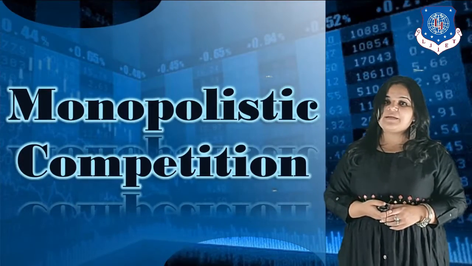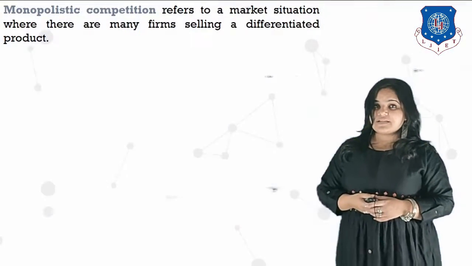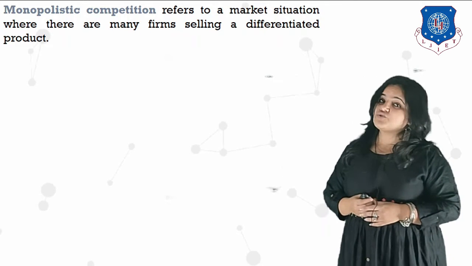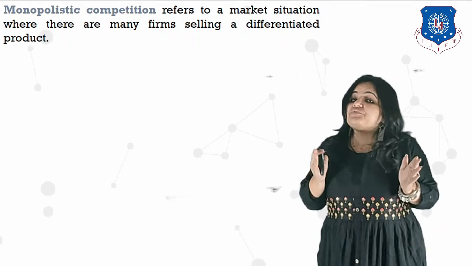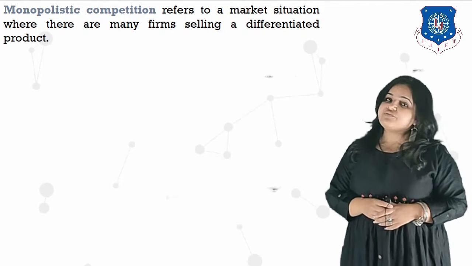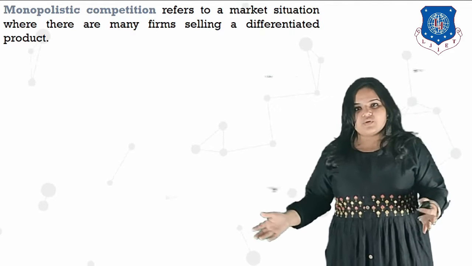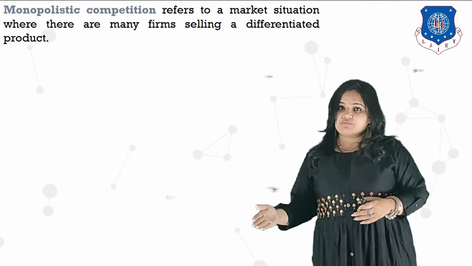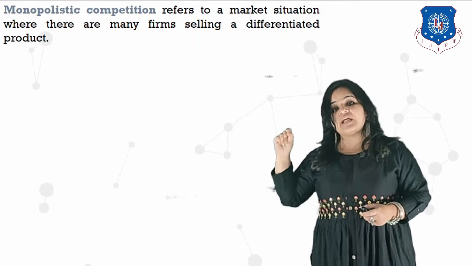Talking about the next type of market here, which is monopolistic competition. What is meant by monopolistic competition? Students, monopolistic competition market is a market situation where there are many firms all selling differentiated products. Their products are differentiated. Here again we have large number of sellers. Buyers would always be in large number. Large number of sellers, large number of products, but each seller selling something different.